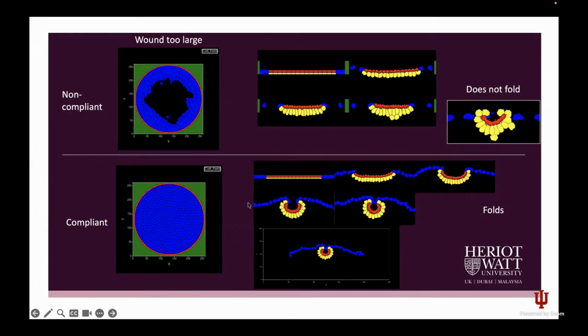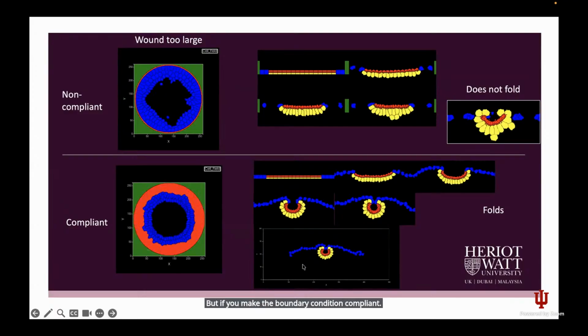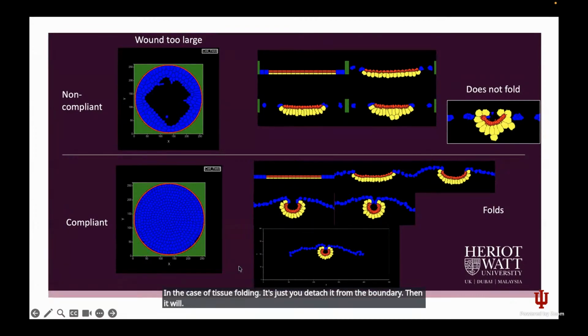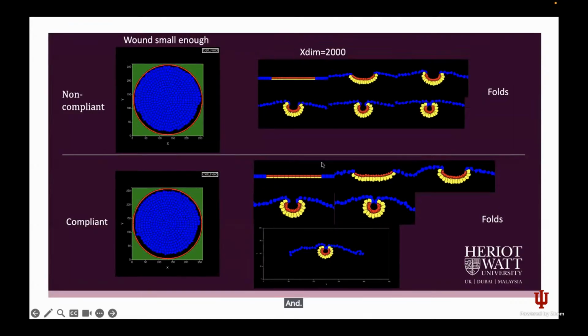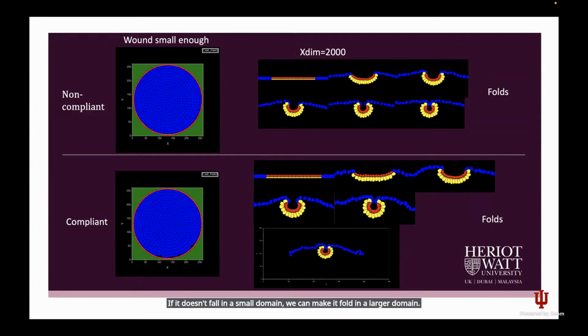But if you make the boundary condition compliant, so in the case of tissue folding, you just detach it from the boundary, then it will always fold. So that's a demonstration of that effect. And then if it doesn't fold in a small domain, we can make it fold in a larger domain by just increasing the domain size, and we can demonstrate that as well. The screenshots do demonstrate that. And it folds nicely when you set the domain size large enough. All right, so that's the comparison to wound healing with the tissue folding.